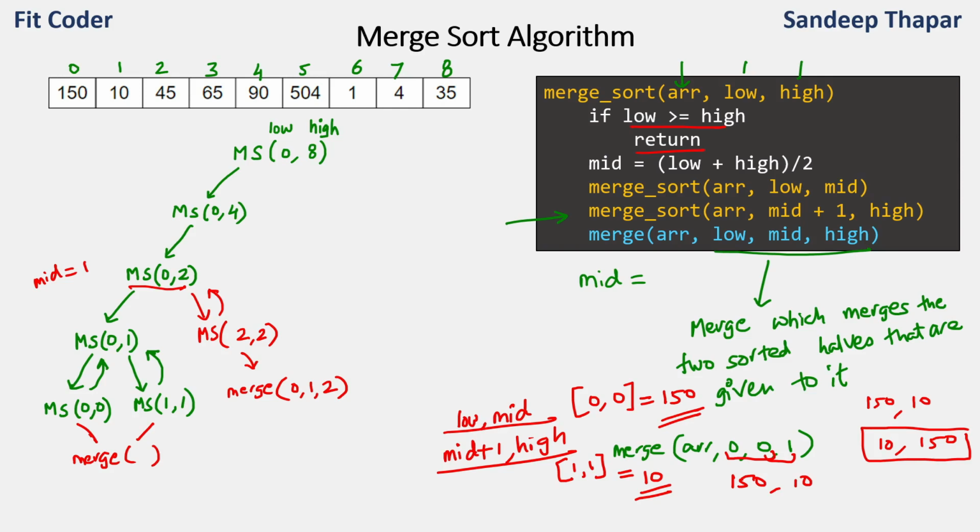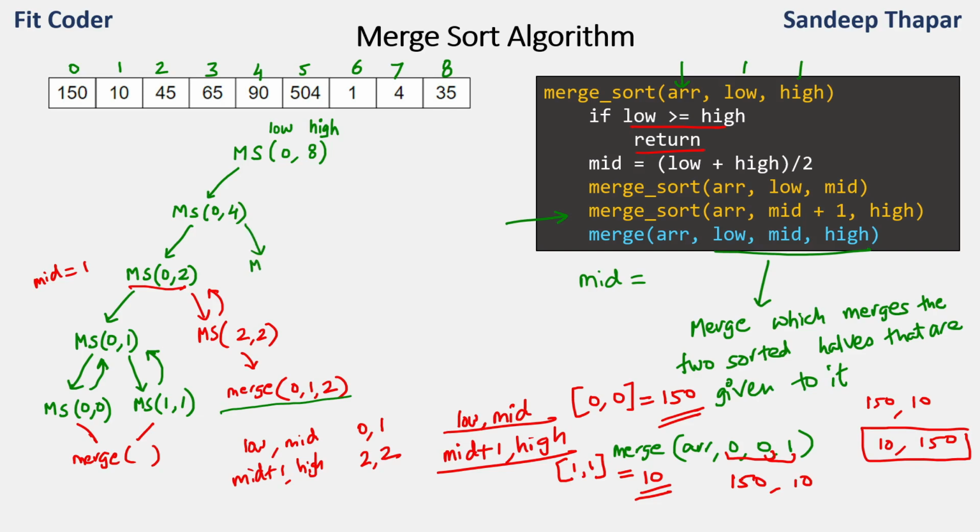What this merge function will do is it will combine the two sorted arrays which are low to mid, which is 0, 1, and mid plus 1 to high, which is 2, 2. So basically the first three elements of the array will be sorted. Then we go back to this merge sort 0, 4.